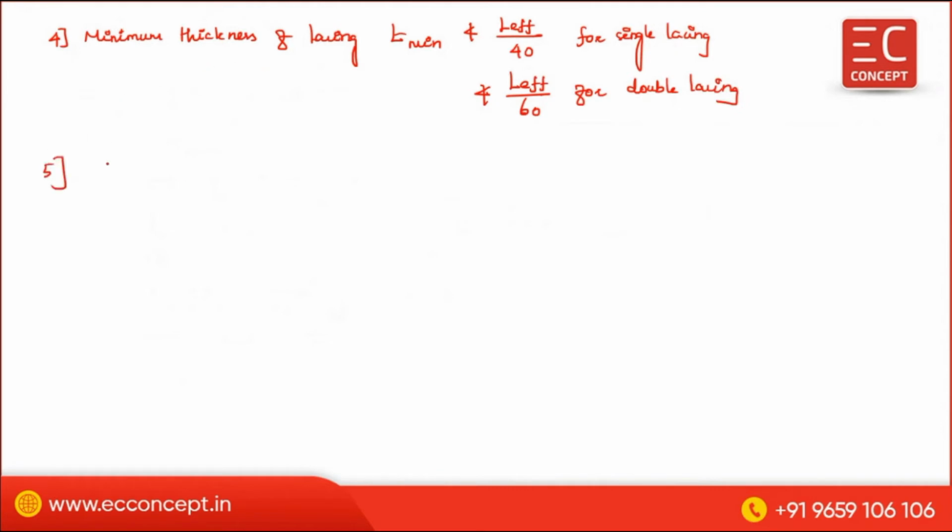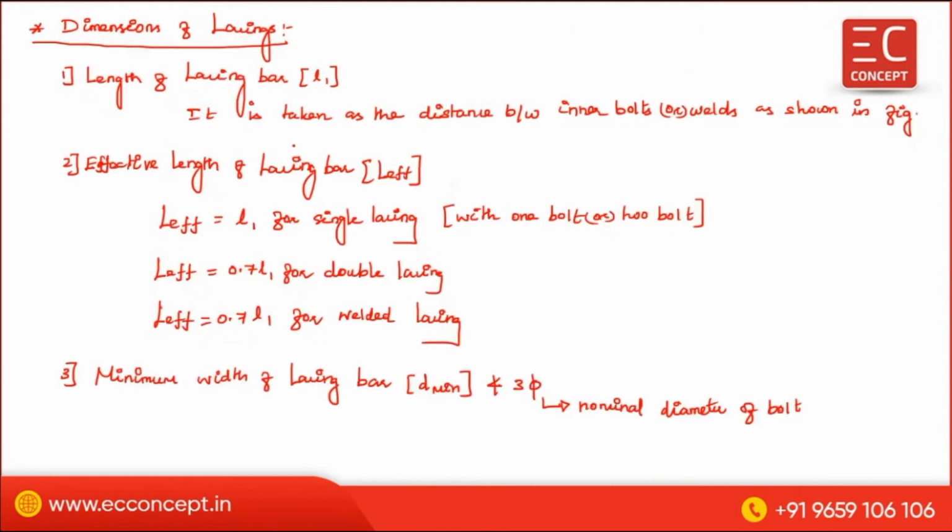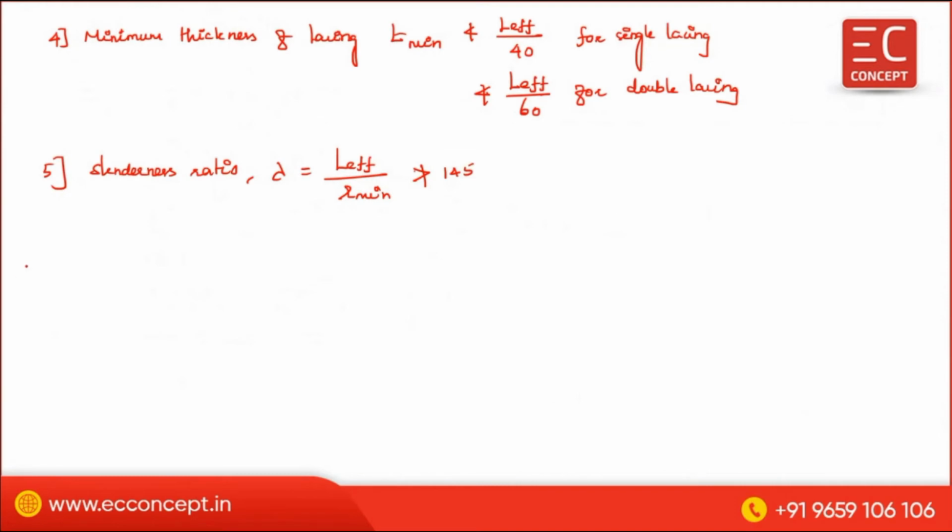Okay, fifth one, slenderness ratio. Slenderness ratio, that is lambda, which is equal to L effective divided by R minimum, that should not be greater than 145. We already saw this, right? Okay, so this is all about the lacing bar, dimensions of lacing.